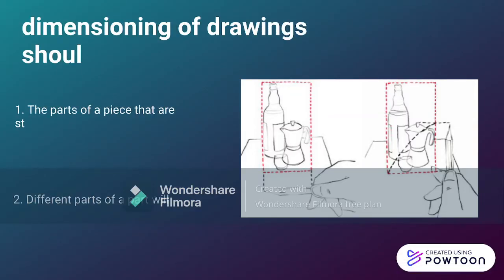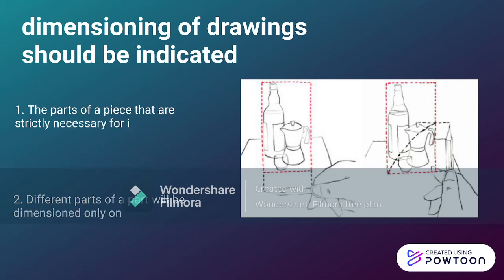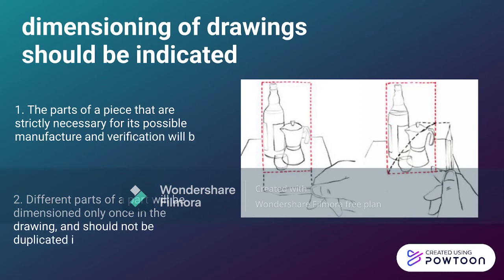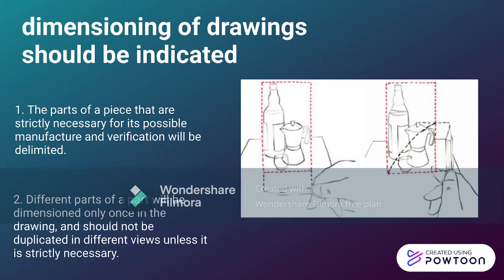In the dimensioning of drawings, the following should be indicated. 1. The parts of a piece that are strictly necessary for its manufacture and verification will be dimensioned. 2. Different parts of a piece will be dimensioned only once in the drawing and shall not be duplicated in different views unless strictly necessary.